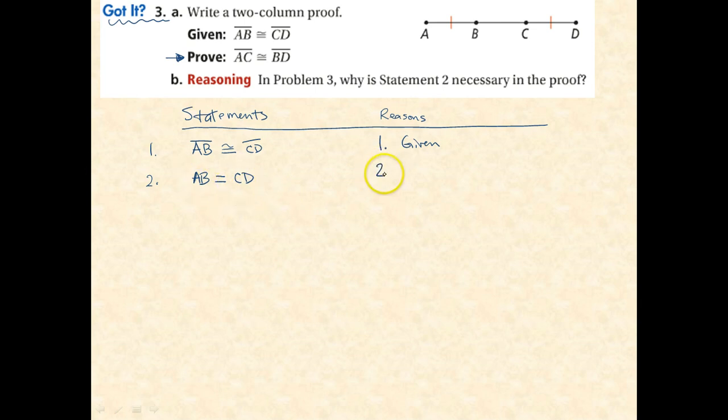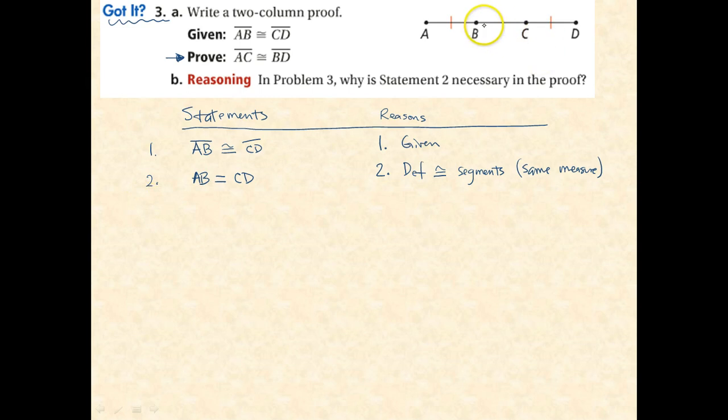Why can I say that? Because that is the definition of congruent segments. They have the same measure. Okay, so now I have this number equal to this number. What else do I need to say?